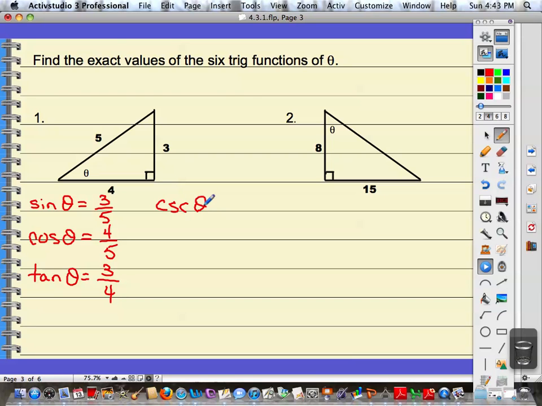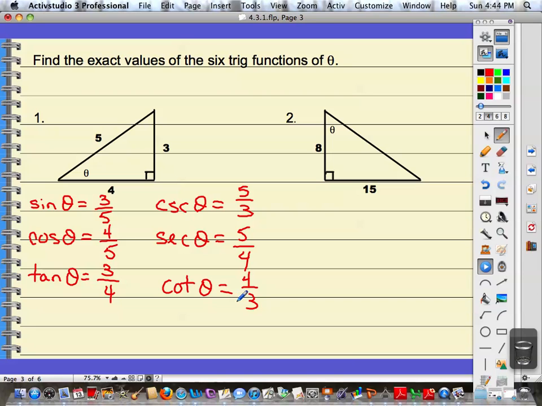What about the cosecant of theta? Well, the cosecant is simply the reciprocal of the sine. So if the sine of theta was 3/5, then the cosecant of theta will be 5/3. Cosine of theta was 4/5. The secant is simply the reciprocal of the cosine. So the secant of theta is 5/4. And the cotangent of theta is the reciprocal of the tangent, which gives us cotangent of theta 4/3.